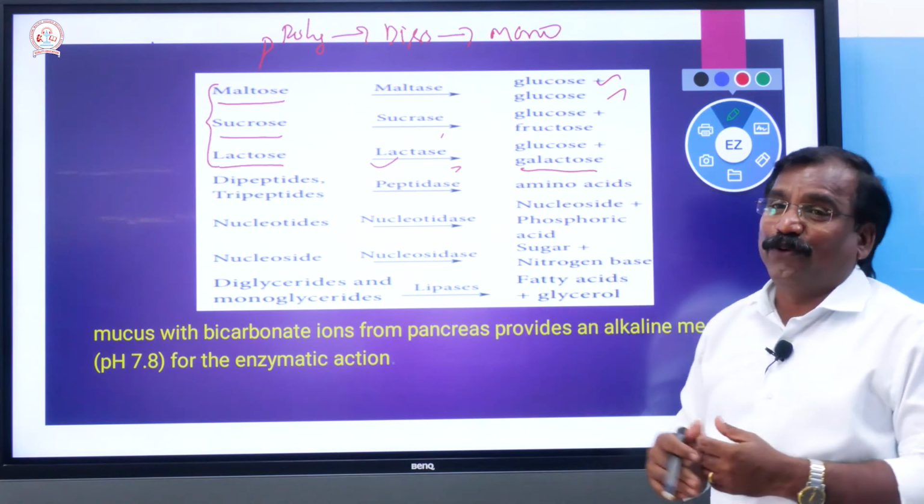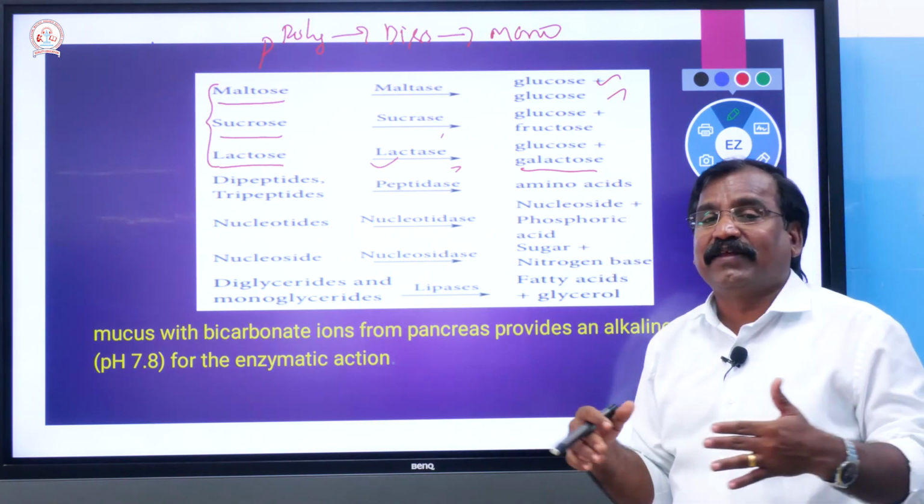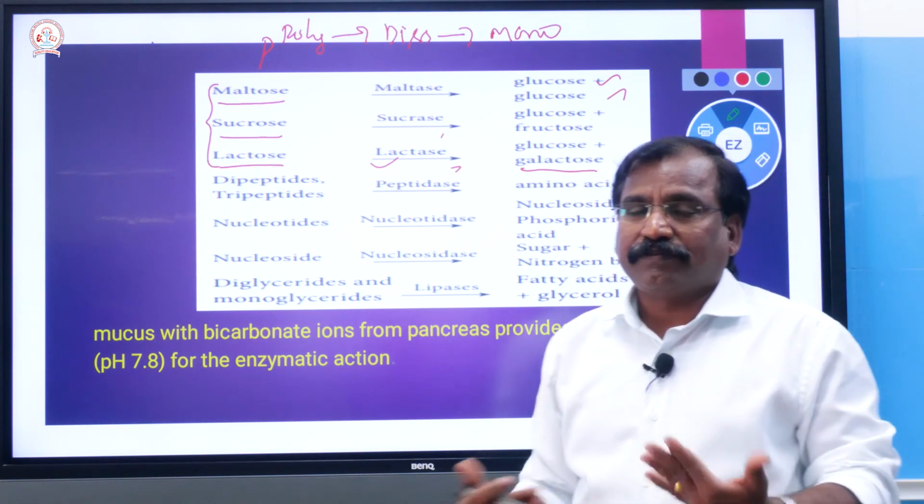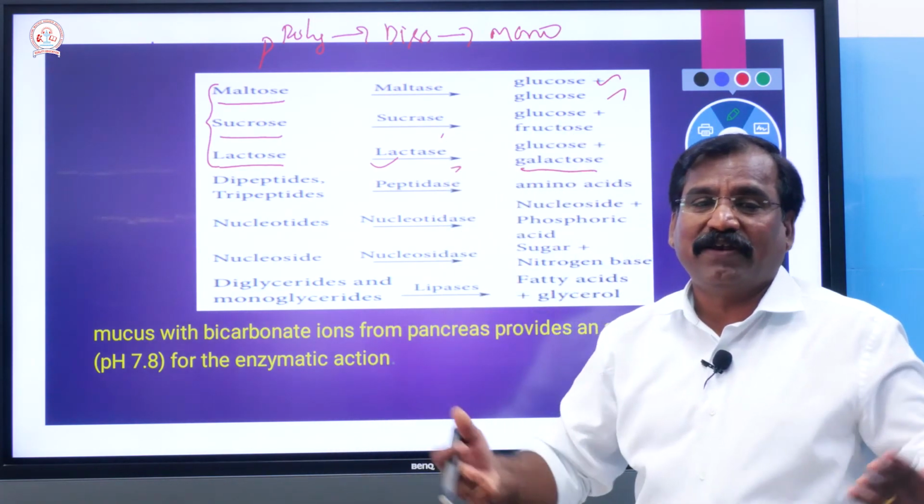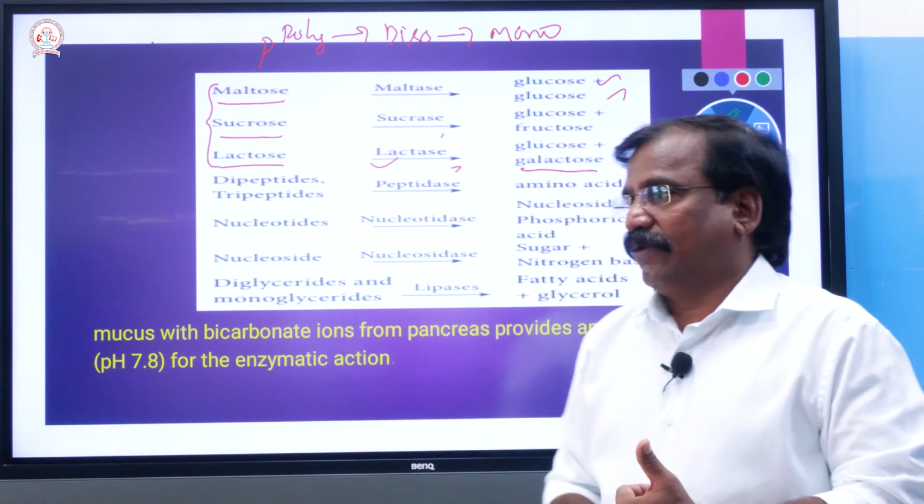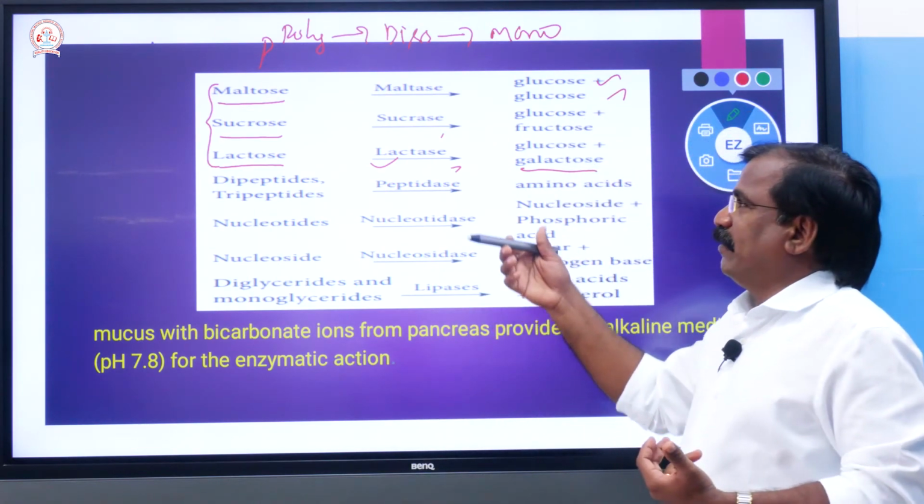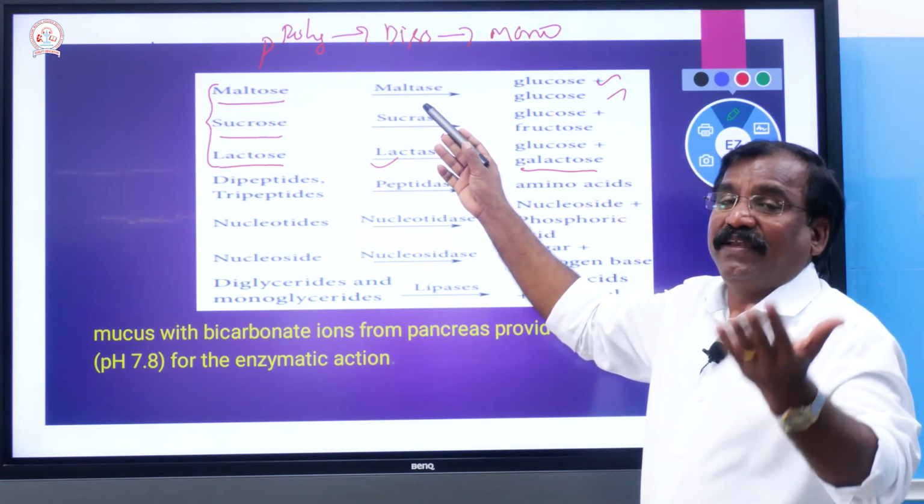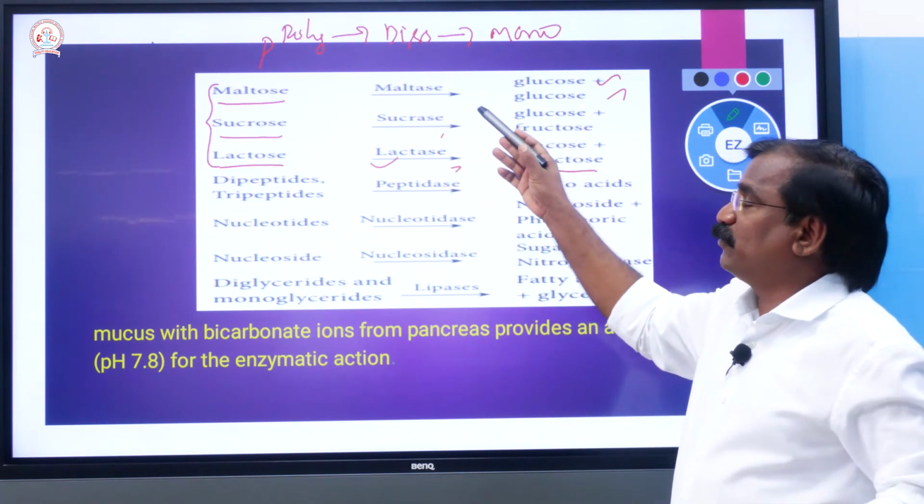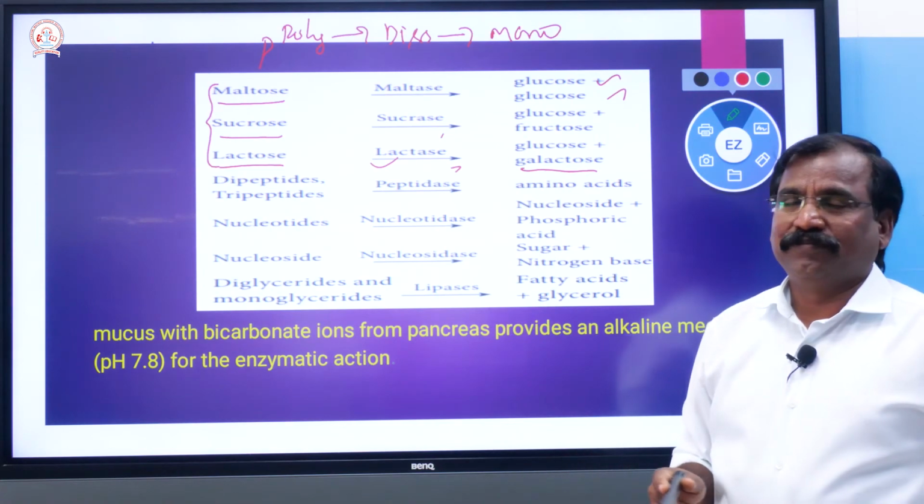See, listen, glucose, fructose and galactose are isomers, right? Same molecular formula but different structural formula. Now the function of the intestinal juice, namely maltase, sucrase and lactase, is over.